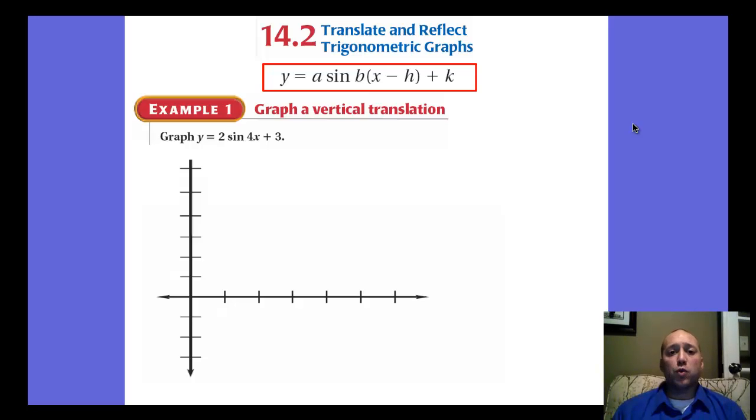Honors Algebra 2, Chapter 14, Section 2. We're going to be looking at graphing sine, cosine, and tangent waves with some shifting. So we're dealing with our translations of those functions.